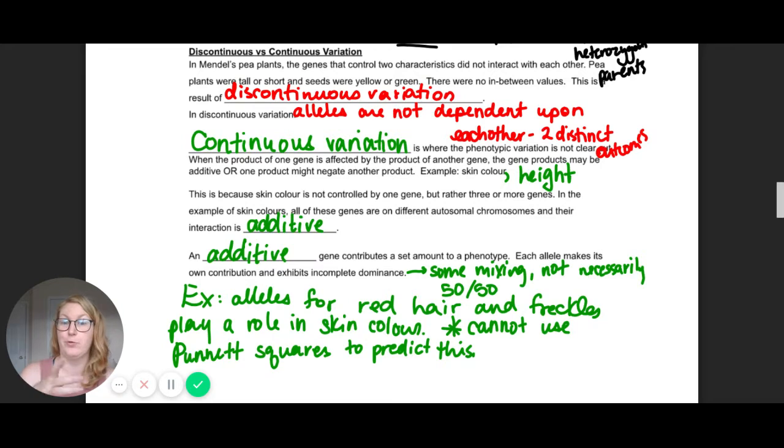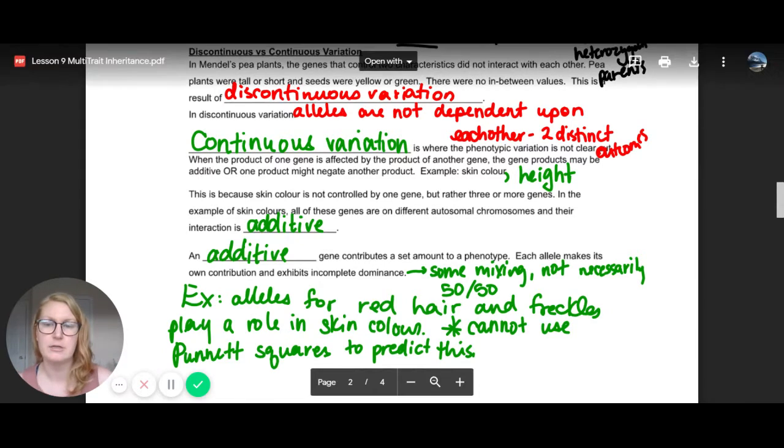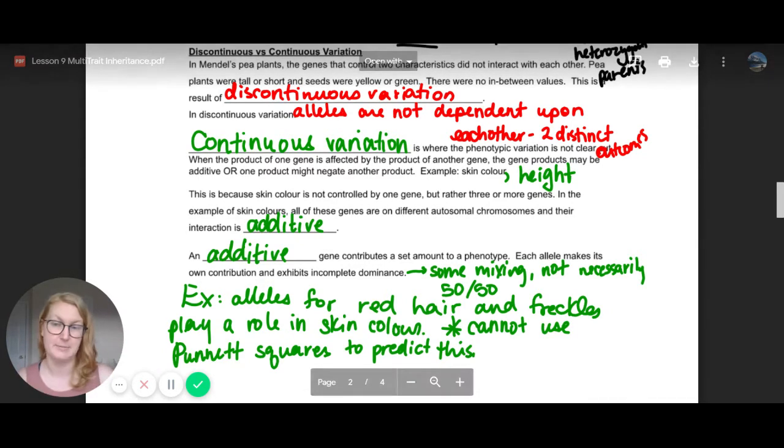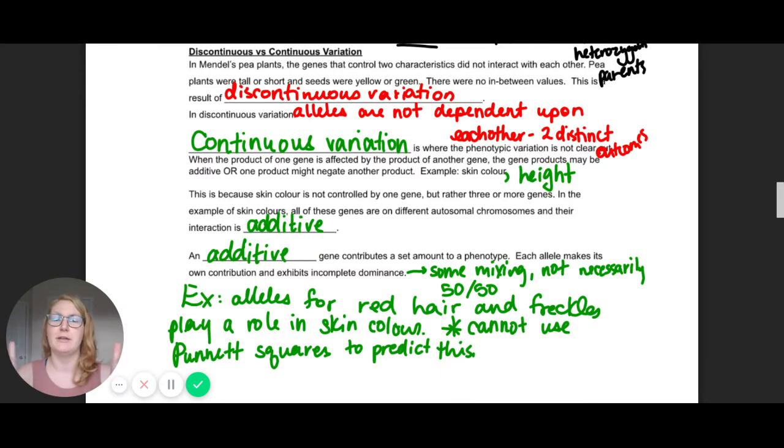So I used the example before of height. Whatever my 2 parents' heights are, I am not right in the middle of that. So continuous variation means that there are lots of phenotypes that are possible. I imagine it on sort of like a number line. So if you have 2 extremes of a trait, and then there are all these different possibilities that come between that.